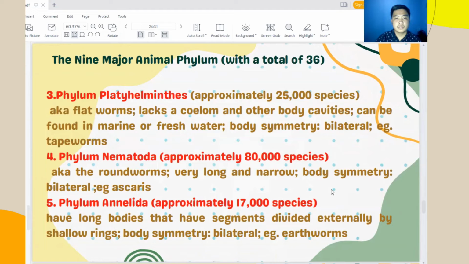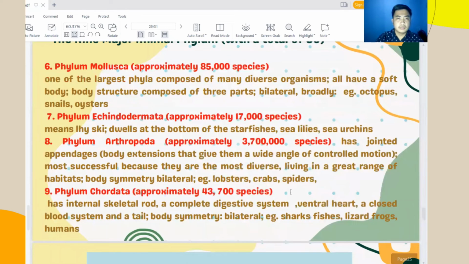Number 5, phylum Annelida, approximately 17,000 species. Oblong bodies that have segments divided externally by shallow rings. Body symmetry: bilateral. Example: earthworms. Number 6, phylum Mollusca, approximately 85,000 species. One of the largest phyla, composed of many diverse organisms. All have a soft body structure composed of 3 parts. Body symmetry: bilateral. Examples: octopus, snails, oysters.